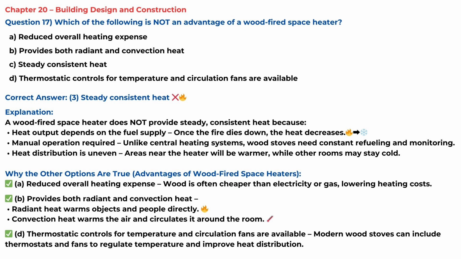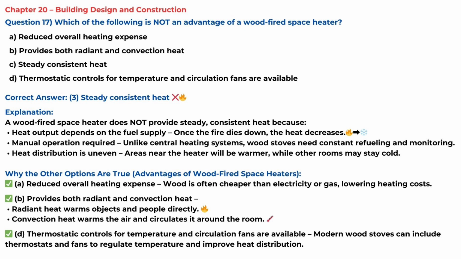Correct answer C, steady, consistent heat. Explanation. A wood-fired space heater does not provide steady, consistent heat because heat output depends on the fuel supply. Once the fire dies down, the heat decreases. Manual operation required. Unlike central heating systems, wood stoves need constant refueling and monitoring. Heat distribution is uneven. Areas near the heater will be warmer, while other rooms may stay cold.